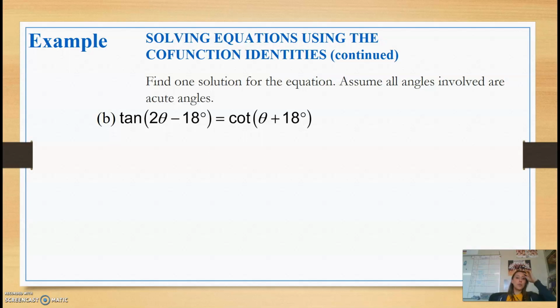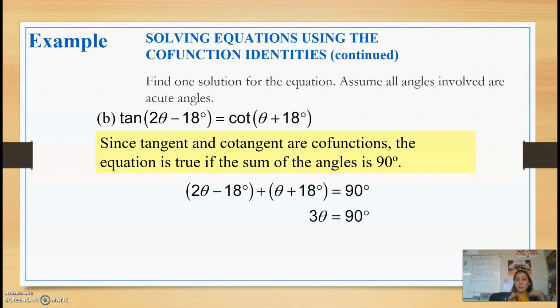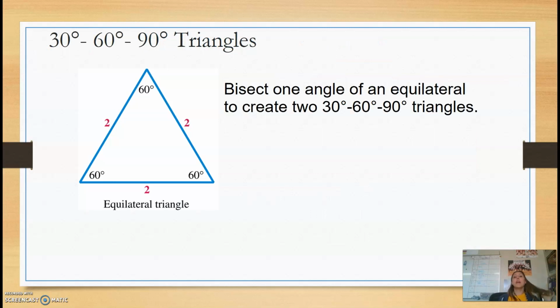So the tangent of 2 theta minus 18 degrees is equal to the cotangent of theta plus 18 degrees. Again, those are cofunctions. And so since they're cofunctions, they have to add up to 90 degrees. So we're going to set them equal, combine our like terms, divide by 3, and we get theta is equal to 30. Okay, so now we're going to talk about special right triangles.